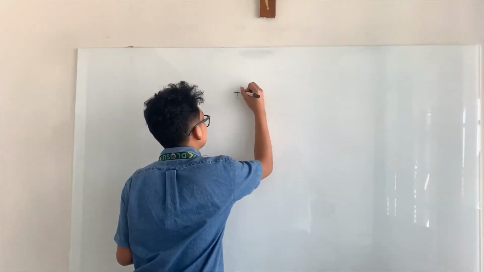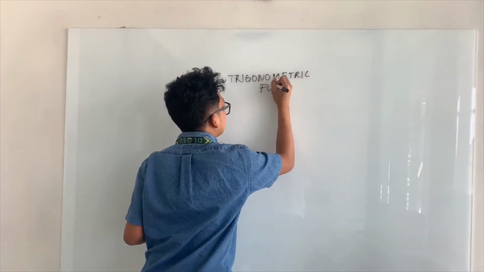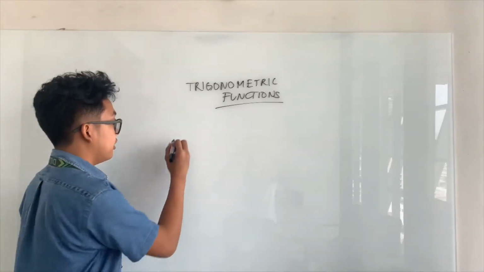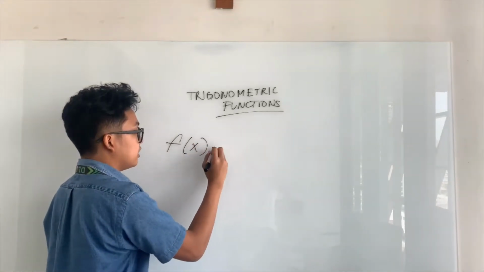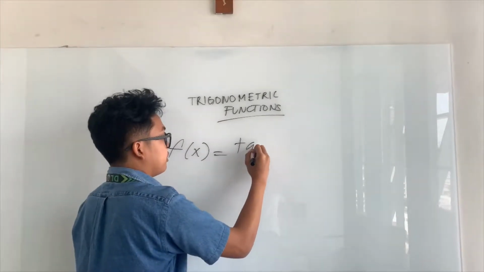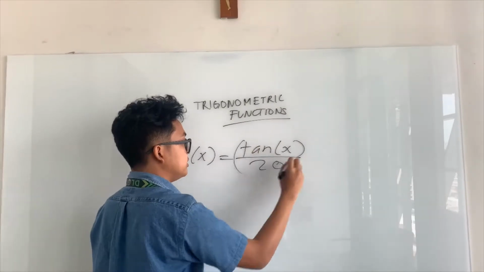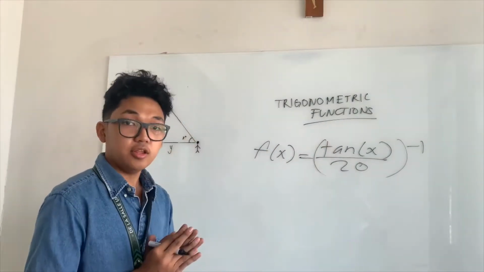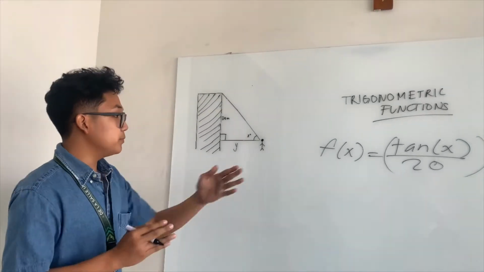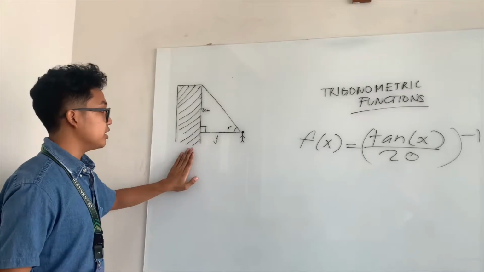Next would be the trigonometric functions. In this topic, we will be using the function f of x equals tangent of x over 20, raised to negative 1. This function could be related to civil engineering because we will be using it in order to find the distance of a building to a person.